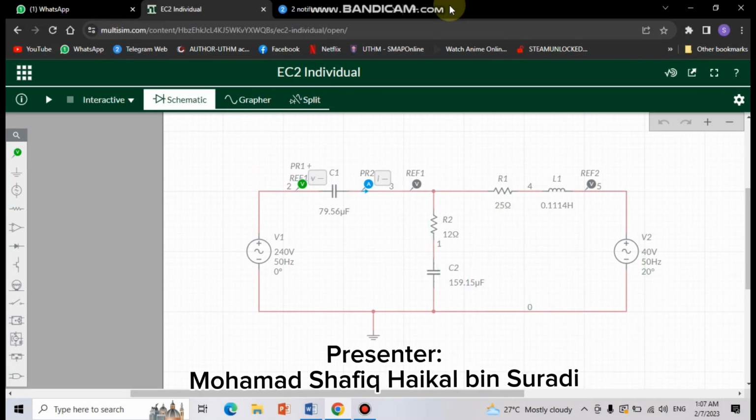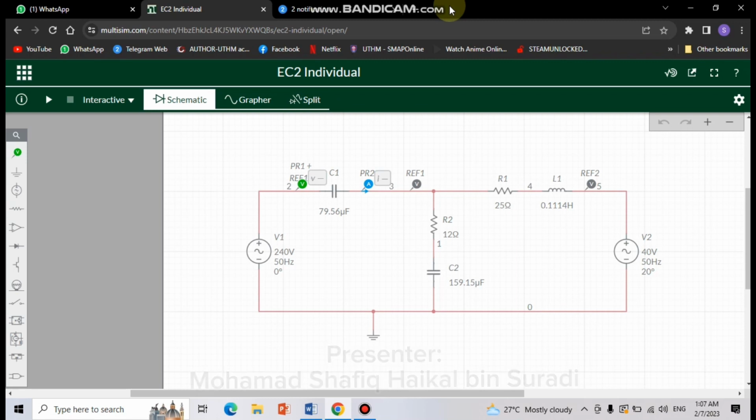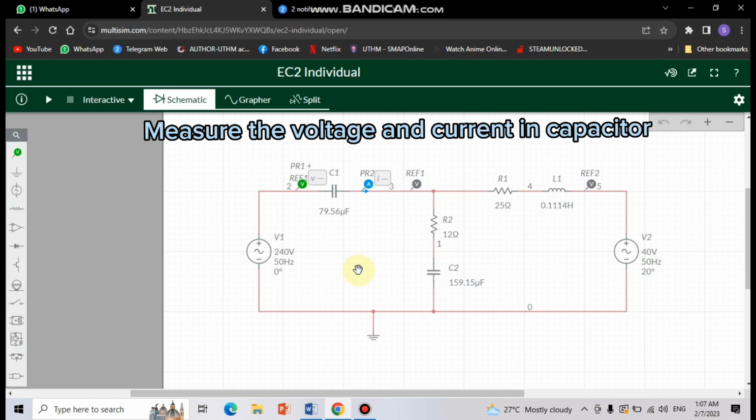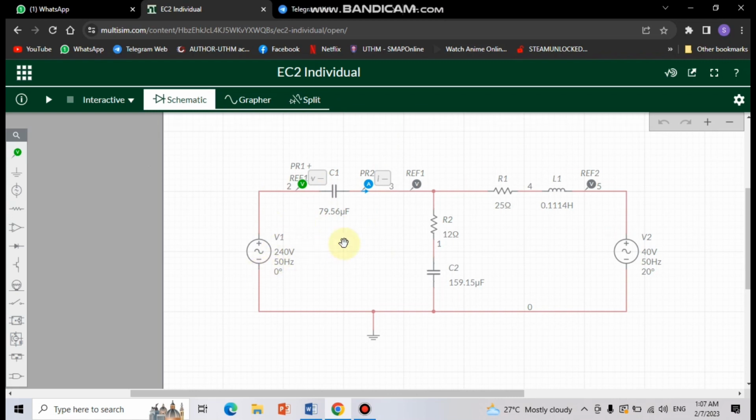Assalamualaikum warahmatullahi wabarakatuh. My name is Muhammad Syafiq Haikal bin Suradi. My matrix number is DE200055 and I'm from Group 4 Section 2. So today I would like to present my part, which is to measure the voltage and current in the capacitor in the circuit. So firstly, this is our circuit, and to measure the voltage and current, we have to put the voltmeter and ammeter in this circuit.